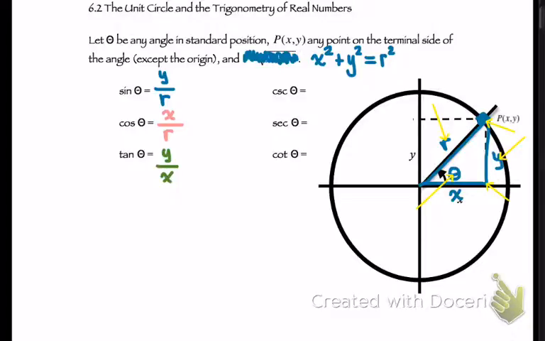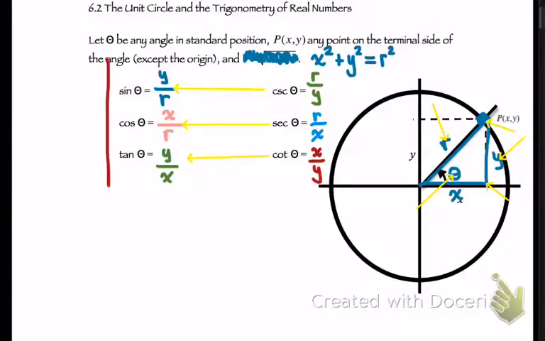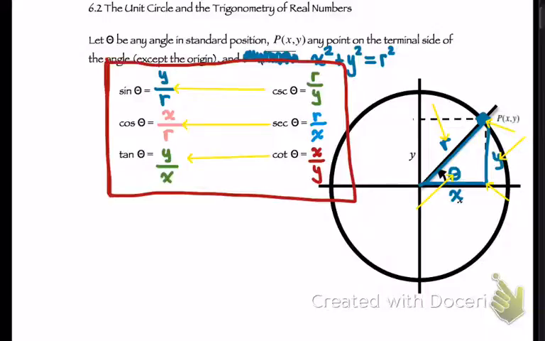All right, and now because I know that cosecant is the inverse of the sine, I know this thing is r over y. I know secant is the inverse of the cosine, so I know that this thing is r over x. I know that cotangent is the inverse of the tangent, and therefore this is x over y. Ladies and gentlemen, this box right here, smack that puppy right in the front of your notebook. More formulas for you to remember.